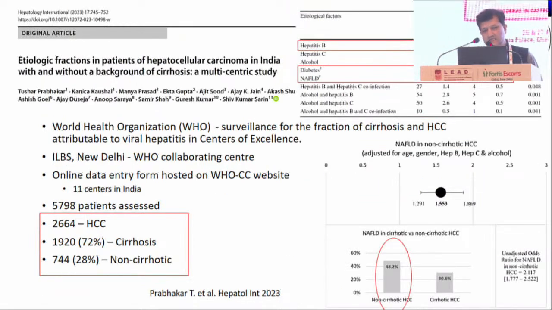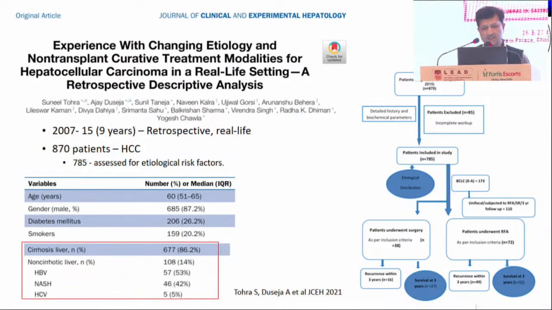So what is the Indian data on this? Again, I think this is one of the largest studies, a multi-center study, in which PGI, AIIMS, ILBS, most of these centers were part of it. This is around 2,600 patients, published recently. 28% here were non-cirrhotic. And if you look at cirrhotic versus non-cirrhotic, again it is NAFLD, which is 48%, constituting non-cirrhotic HCC, followed by hepatitis B, which is around 20%. So again, I think it gives us the same message.